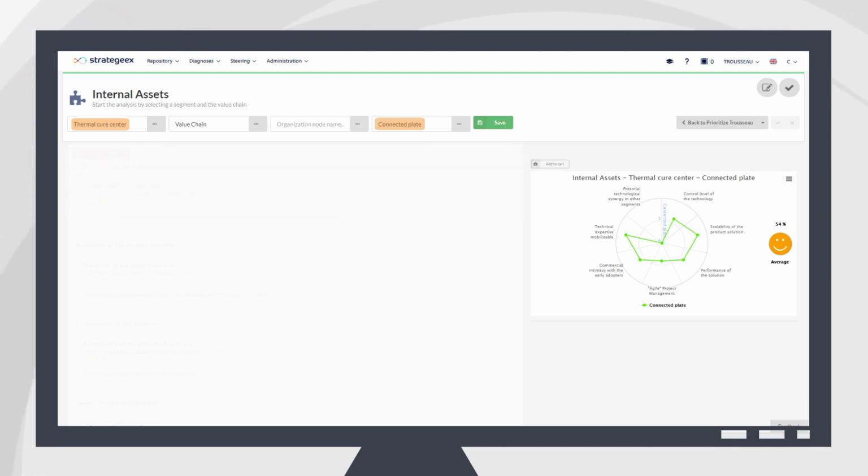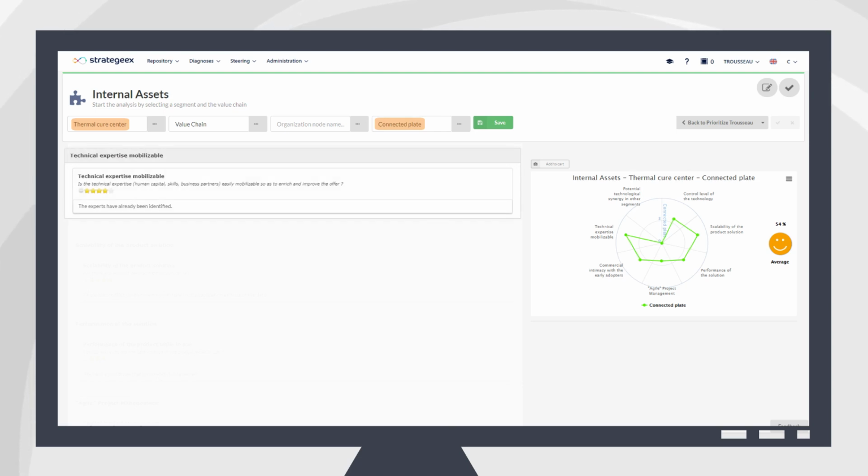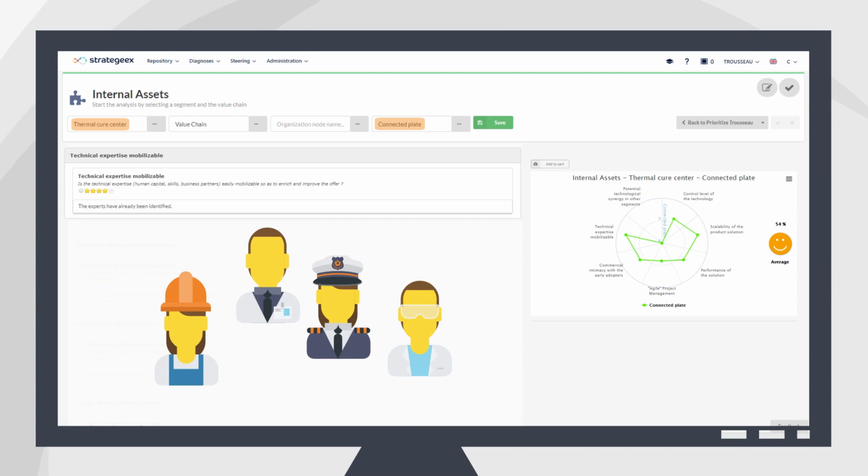The sixth item concerns the ability to mobilize technical expertise, human capital, partners, etc., to improve the offer. The question is whether this expertise is easily mobilized or rare. In our example, we have put 4 stars because we have strong contacts with representatives of spa chains.